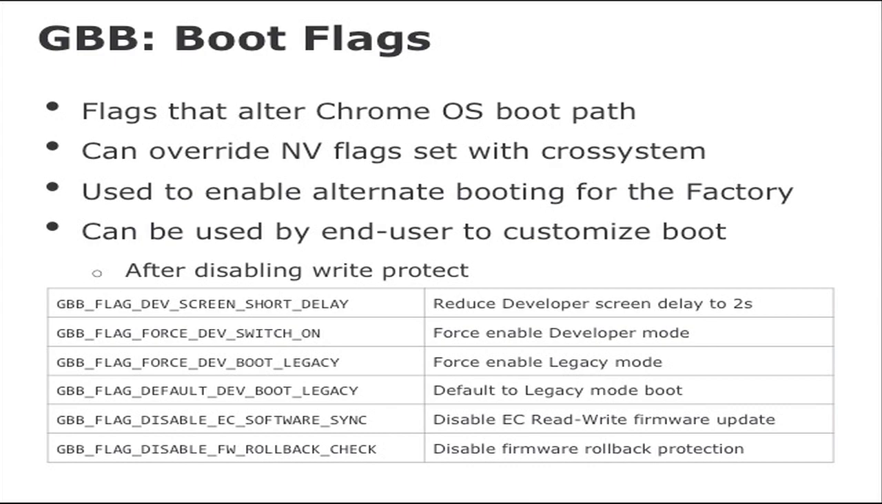As Bill will talk about later, with EC software sync, if you're working on the EC and trying to put your own EC image on there, and then you boot a firmware, it's going to sync down its own version of the EC, which can be very annoying if you're trying to put a new firmware on the EC. So you can disable that mode. You can set flags that force you into developer mode, or into a legacy boot mode. And you can disable the firmware rollback checks if you're working on firmware and your TPM has advanced and your version that you're building for firmware has not.